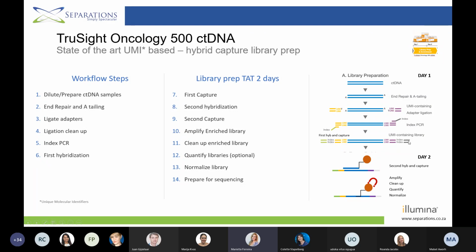On the second day, we would capture those hybridized probes. We would do a second hybridization, capture again. Then we would amplify these regions. We clean up the library with the site selection. We quantify the libraries, which is optional, and we have to normalize the libraries and prepare them for sequencing. So all in all, it's a two-day workflow for the hands-on library prep.